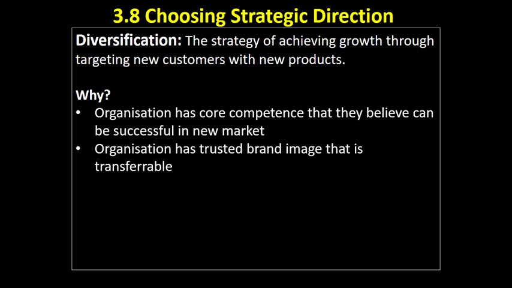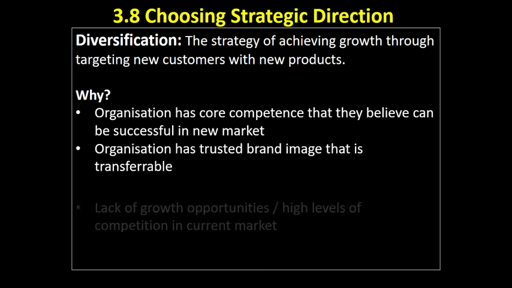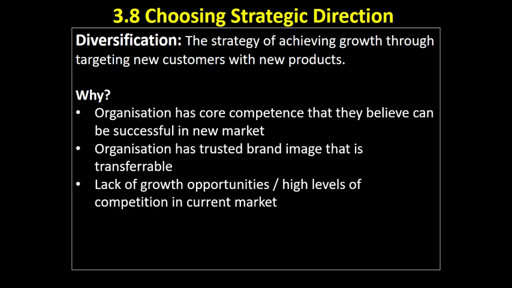If the organisation has a trusted brand image that's transferable, so a lot of the supermarkets have got into kind of banking and mobile phones, and the reason is that people have a relatively high trust of those organisations. Same with Virgin, there's a strong brand image that's transferable across different products. Maybe there's a lack of opportunities or high levels of competition in the current market, in which case the organisation wants to look outside that current market and get into new markets.